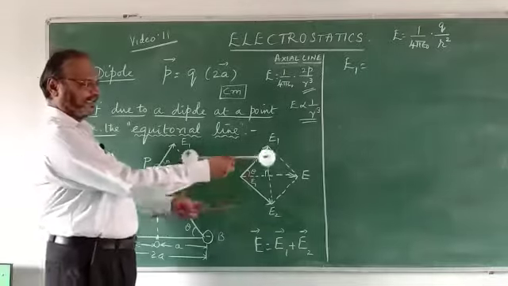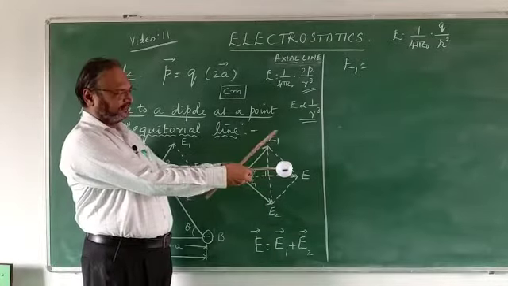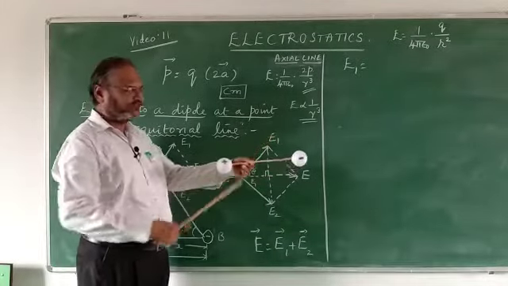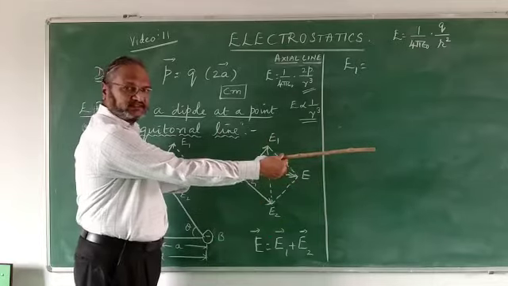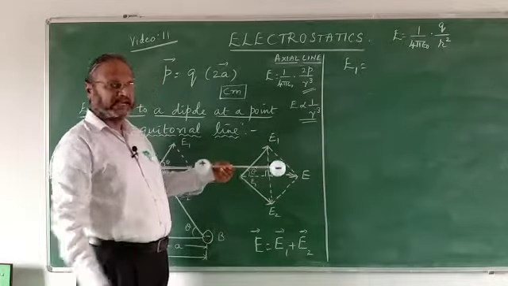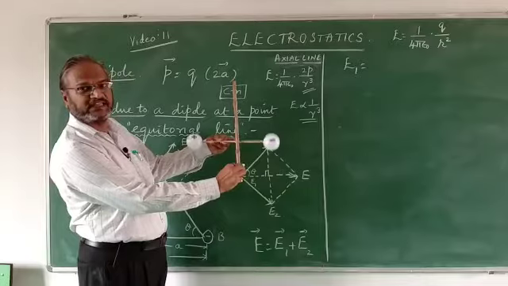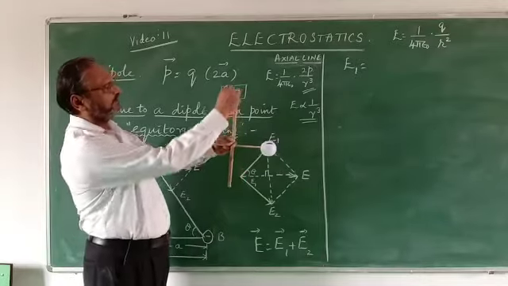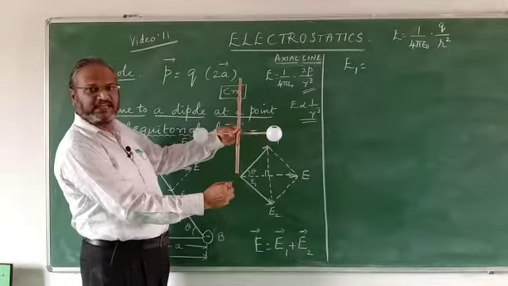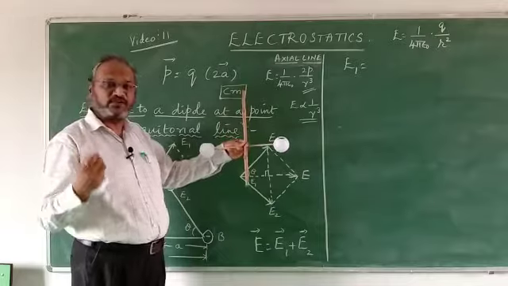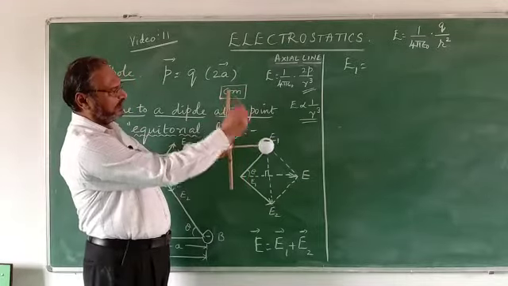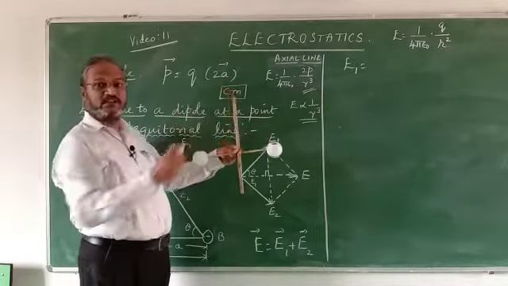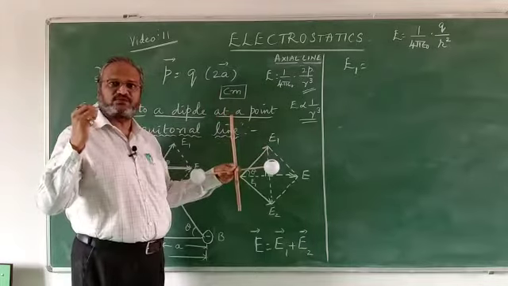Okay, so this is the dipole, right? And this is the dipole axis. And if you take a point here, this is called axial line. But I am going to take in the equatorial line. In the equatorial line, somewhere here or somewhere here, I can find out what is the electric field due to the positive charge and due to the negative charge, and what is the resultant electric field.